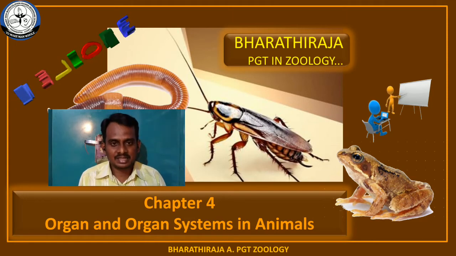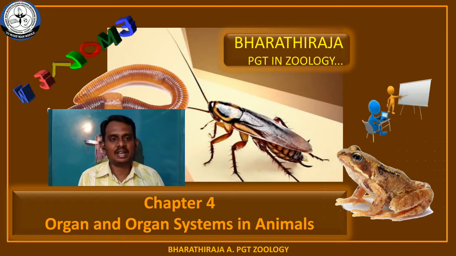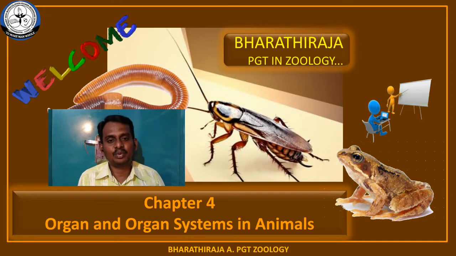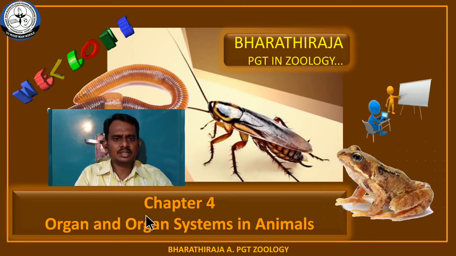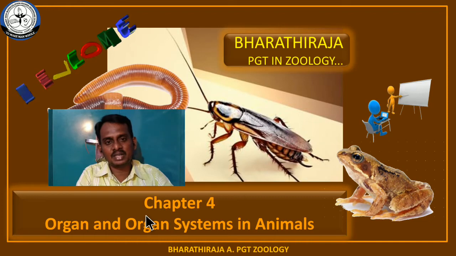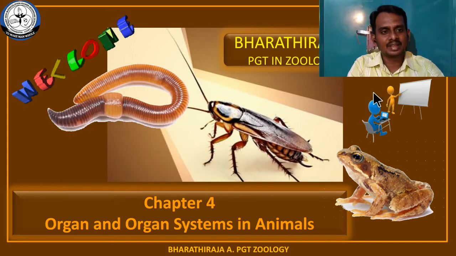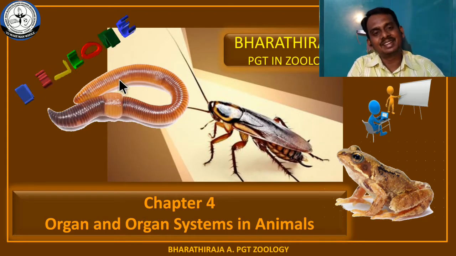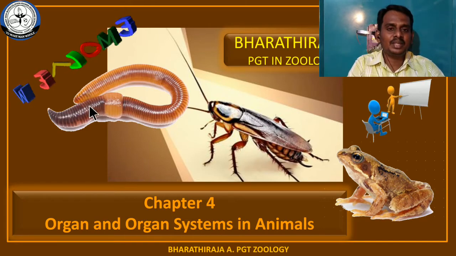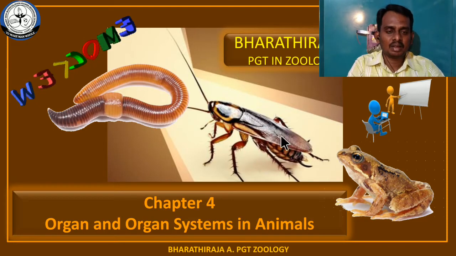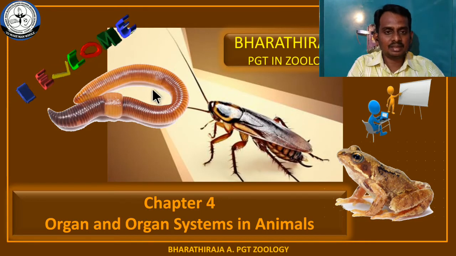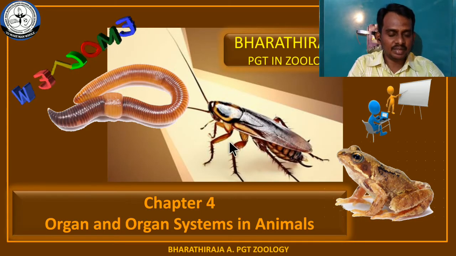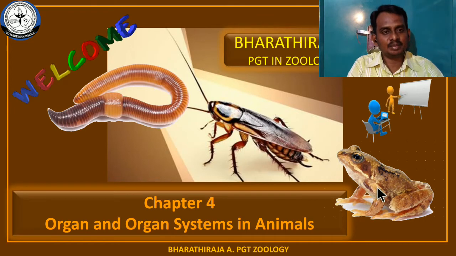In this session I'm going to start a new chapter, chapter number 4, organ and organ system in animals. This is also another easy chapter in biozoology. In this chapter, we are going to study the morphology, anatomy and various organ systems of earthworms, cockroaches and frog. These are invertebrate animals. These are also invertebrate animals. This one is a vertebrate animal.